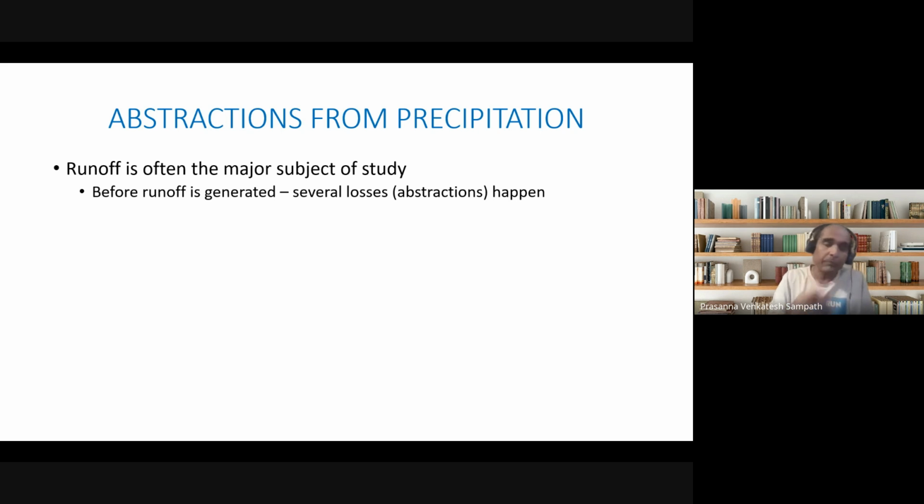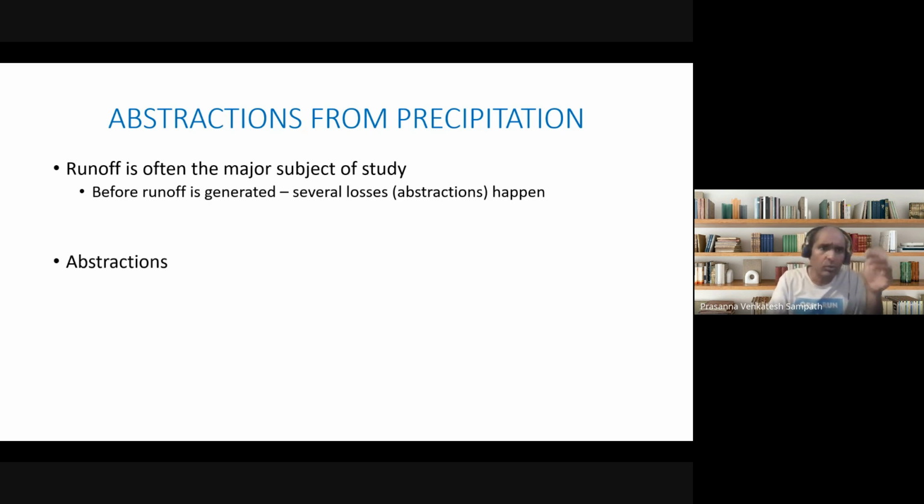So, but before this runoff is generated, several losses have to take place, right? So if I get 1 centimeter of rainfall, all that rainfall is not going to become runoff. Before that happens, there are going to be several losses. Now these losses are referred to technically as abstractions. So what are these abstractions?